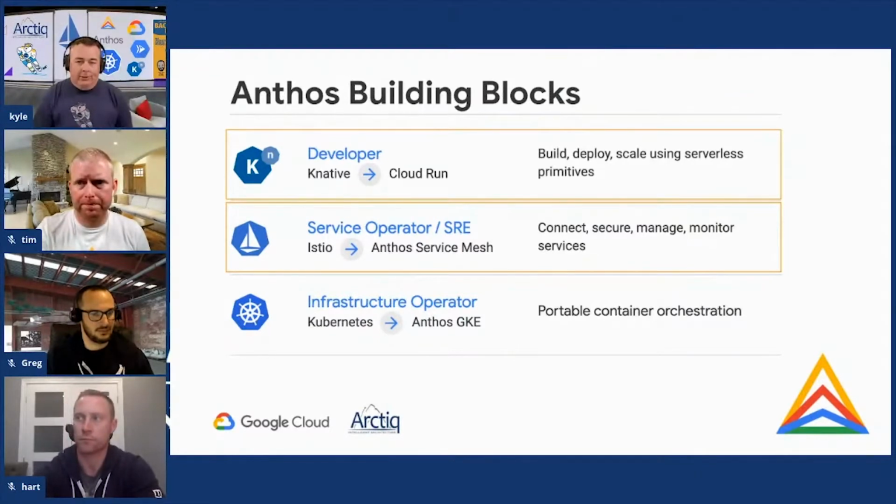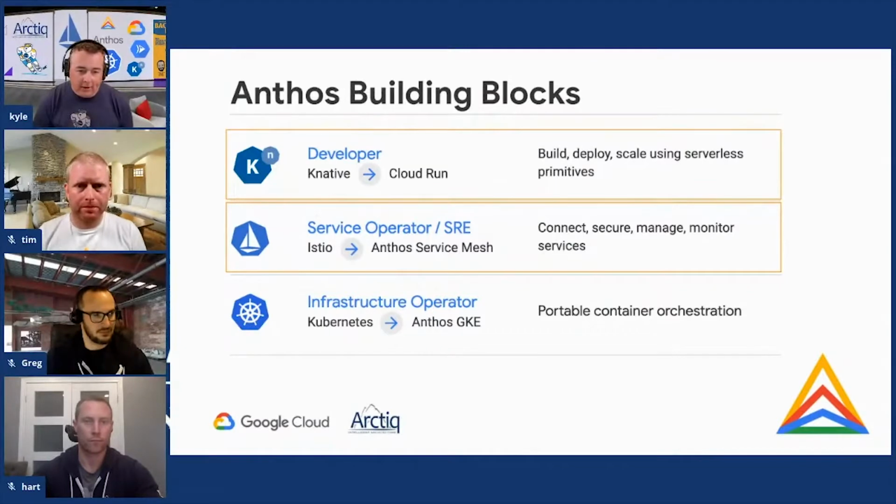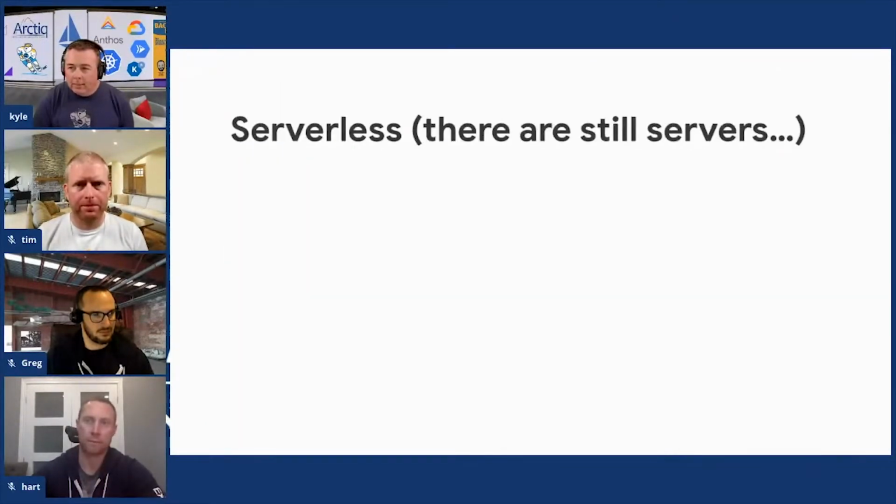And then we're going to get into Istio and some of the capabilities that Istio brings to the table and how Google's productizing that into Anthos Service Mesh. So you can see the three main open source projects are Kubernetes, Istio, and Knative. And then there's obviously an opinionated deployment option for GCP. So, serverless: there are still servers.